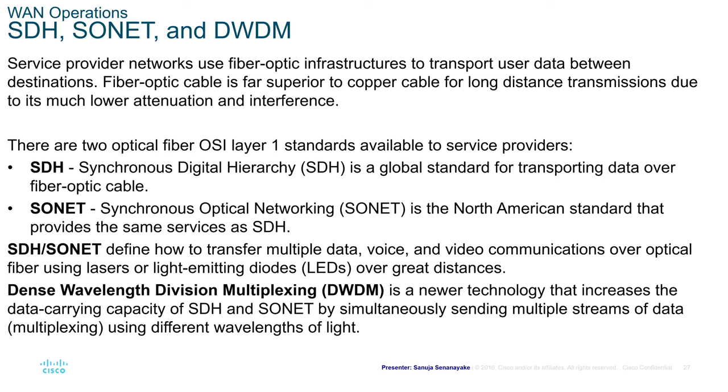SDH, SONET, and DWDM. Service provider networks use fiber optic infrastructures to transport user data between destinations. Fiber optic cable is far superior to copper cable for long distance transmissions due to its much lower attenuation and interference. So signal attenuation and signal interference are much less on fiber optic cables compared to copper cables. I will go into depth on these materials, such as fiber optic and copper cables, in my structured cabling lectures that I will be posting later. But for now, just remember fiber optic cable is superior to copper cable for long distance transmission due to the low attenuation and signal interference.